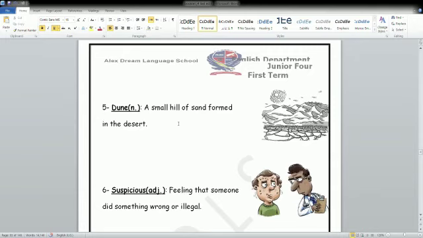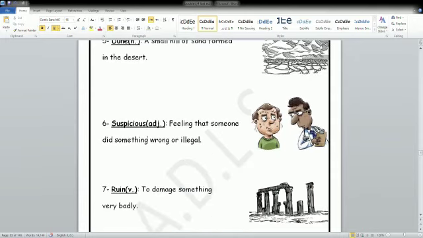Next, we have suspicious. It's an adjective when we describe someone. It means feeling that someone did something wrong or illegal. Illegal means unlawful. Let's use it in an example. He is a suspicious person. He buys a lot of clothes just after money was stolen. So he is a suspicious person.